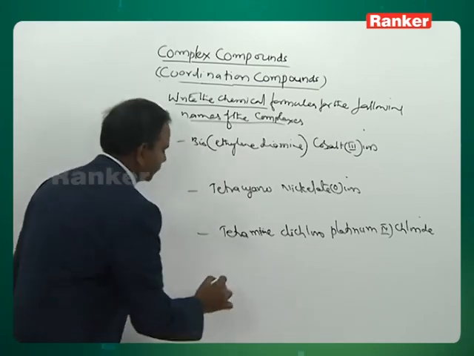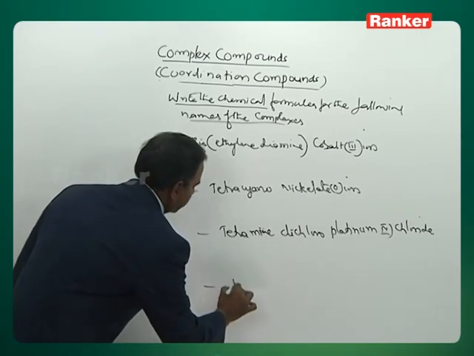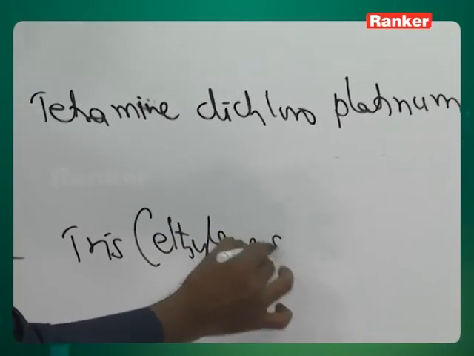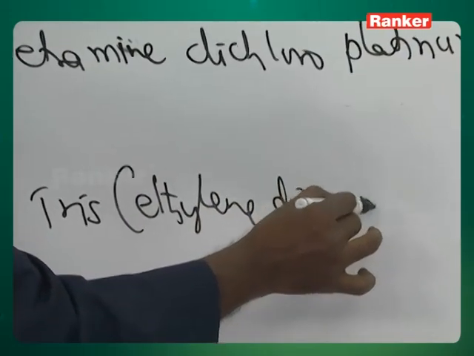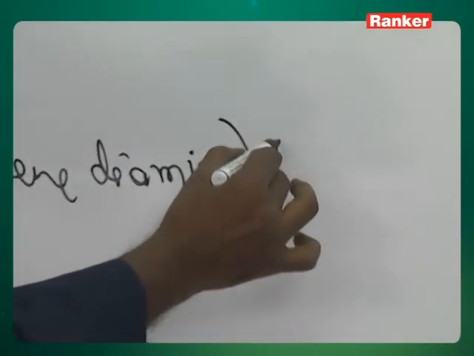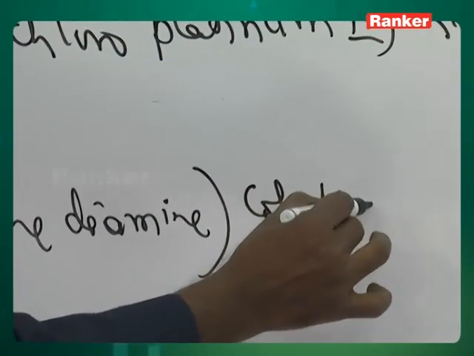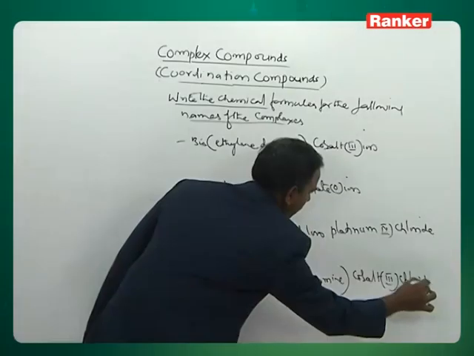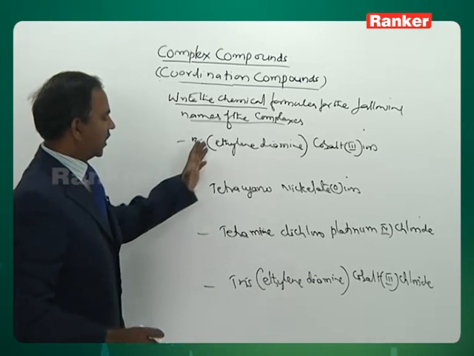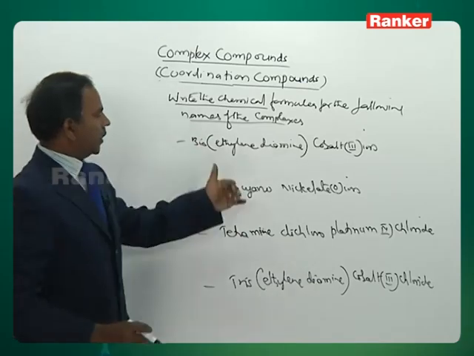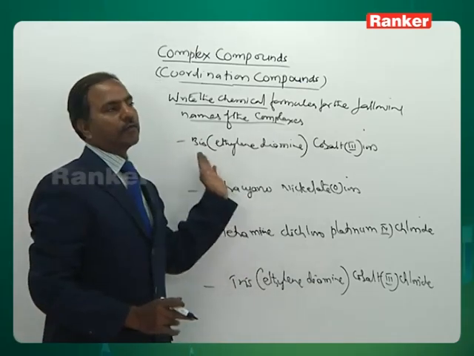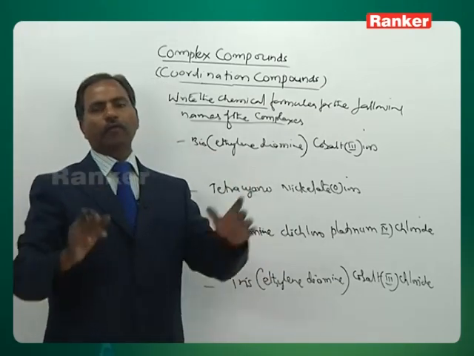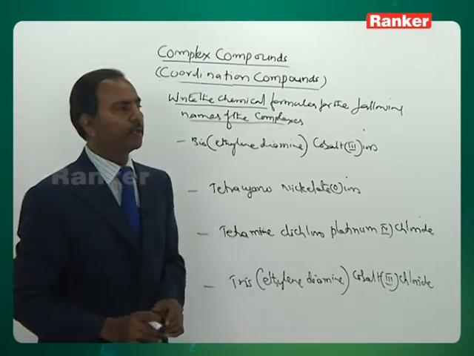Let me write one more. Tris ethylene diamine cobalt 3 chloride. Like this, in the examination they may give the name of the complex instead of giving the formula of a complex. How to frame the chemical formula for a given name of the complex.